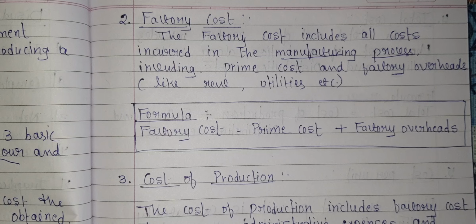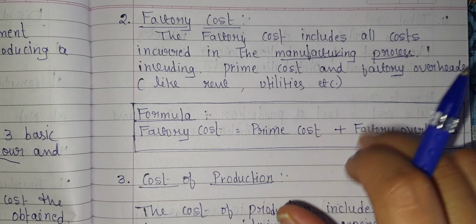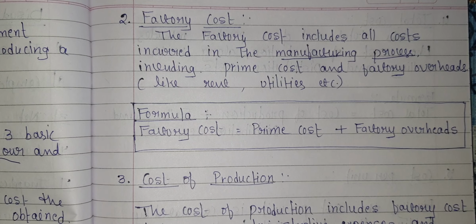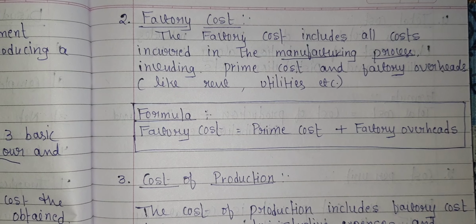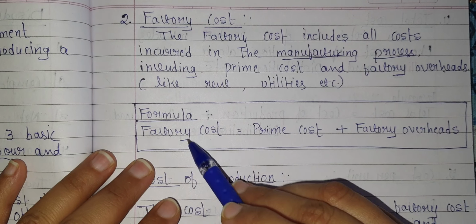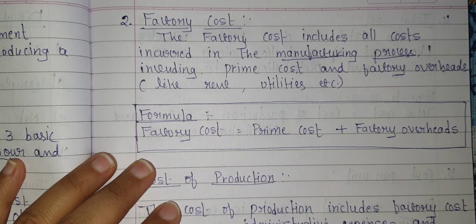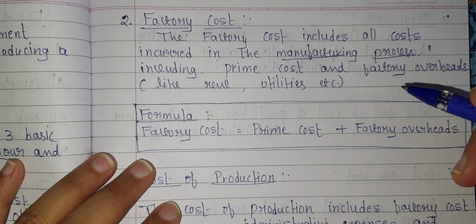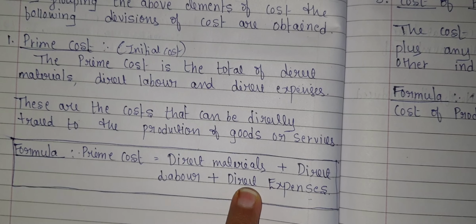Here, factory cost means the cost incurred in the manufacturing process, including prime cost and factory overheads. It means we have to add factory overheads to the prime cost, then we arrive at factory cost. So what is the formula? Factory cost equals prime cost plus factory overheads. Prime cost means direct materials, direct labor and direct expenses.